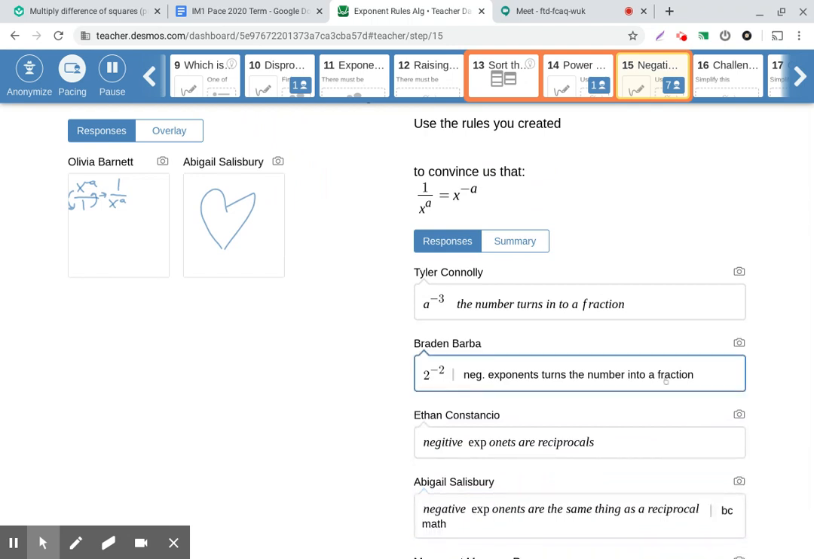There we go. Negative exponents turn the number into a fraction. Very good. And by the way, Braden, just to be kind of picky, all numbers are fractions. All numbers are fractions. Exactly.